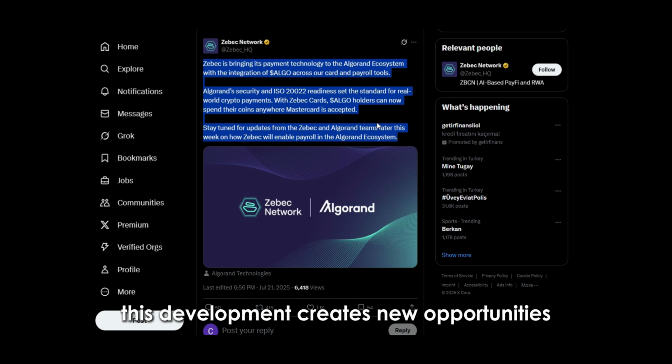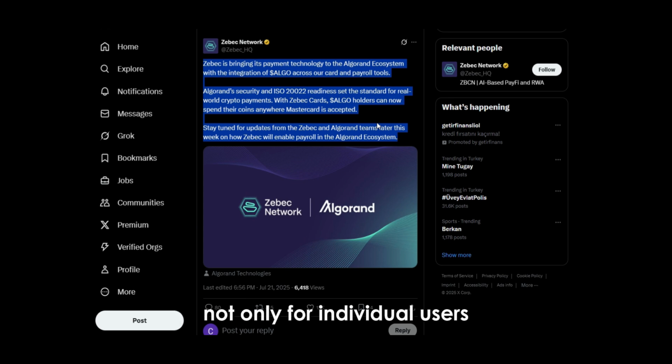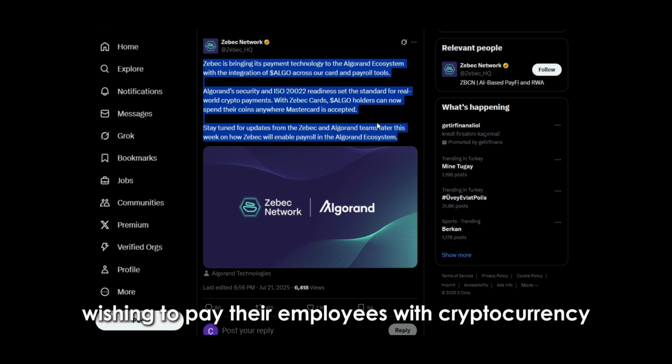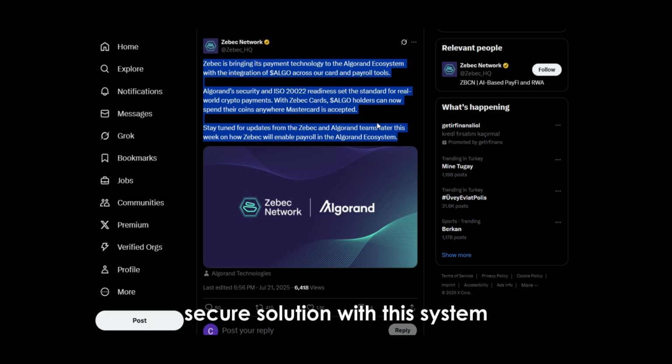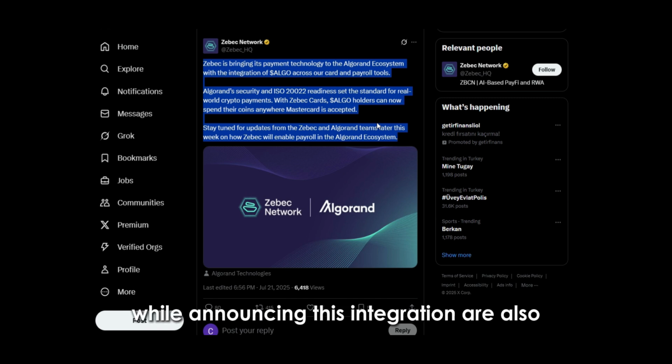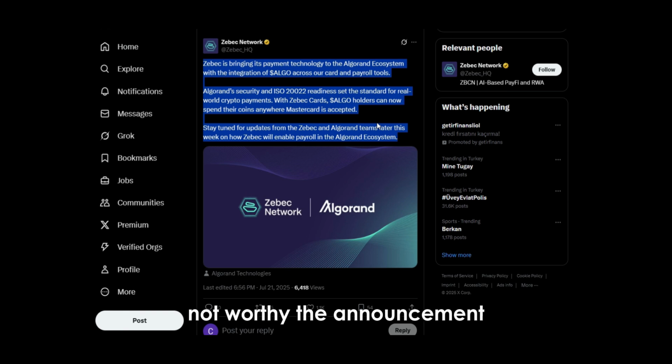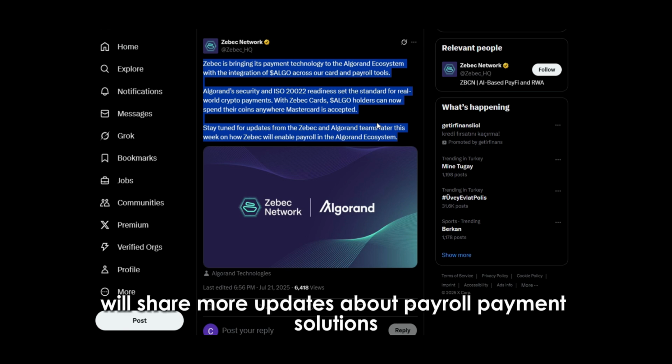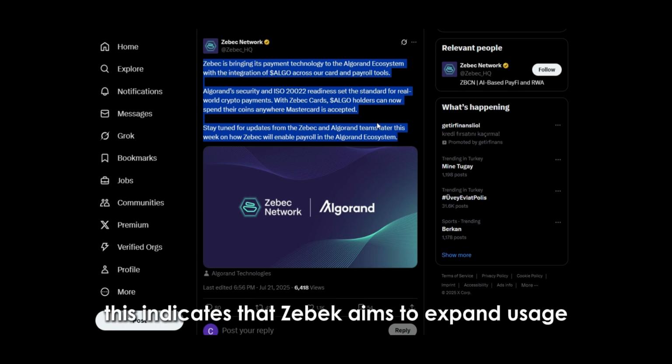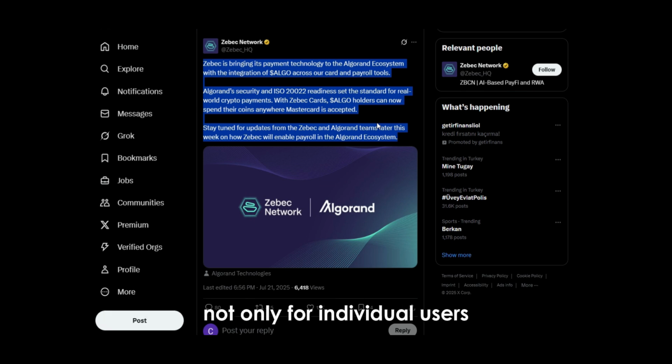This development creates new opportunities not only for individual users, but also for businesses. For example, companies wishing to pay their employees with cryptocurrency have an easy and secure solution with this system. Zebec's hints about the future while announcing this integration are also noteworthy. The announcement stated that Zebec and Algorand teams will share more updates about payroll payment solutions within this week. This indicates that Zebec aims to expand usage not only for individual users, but also at the corporate level.